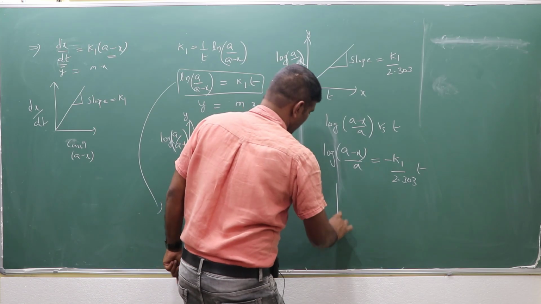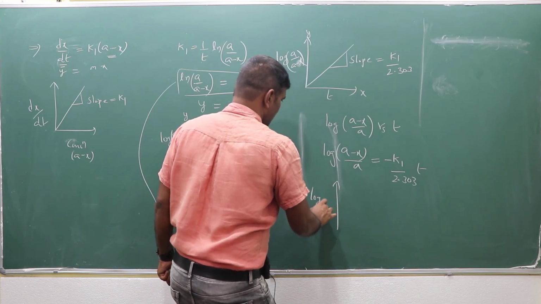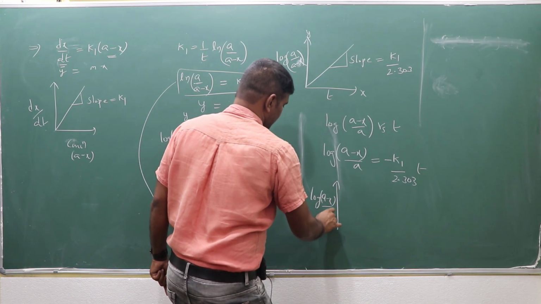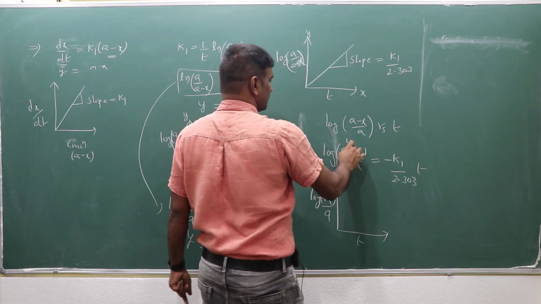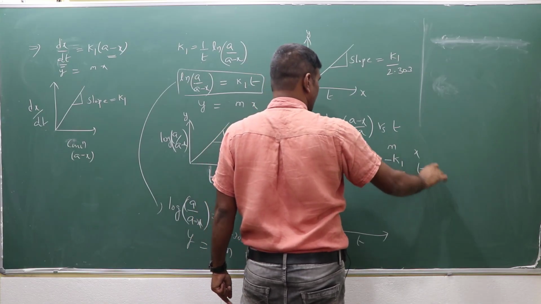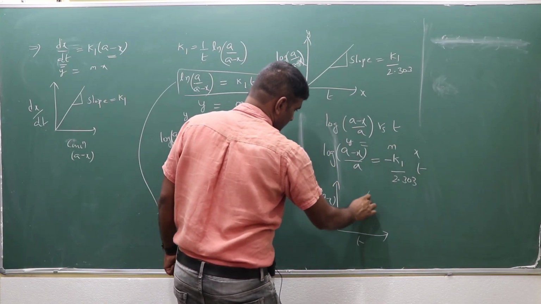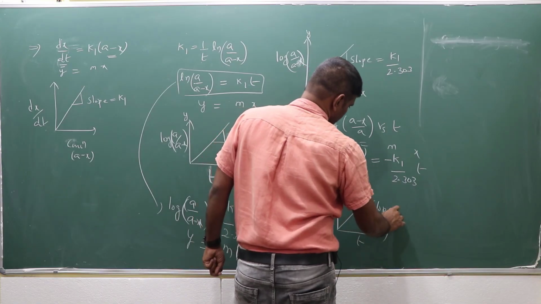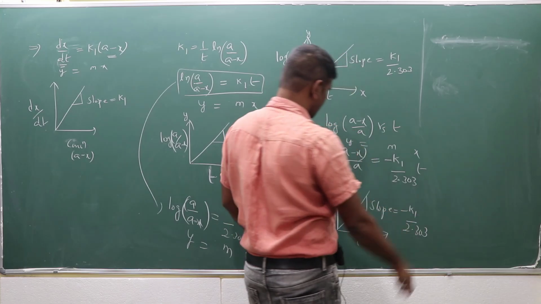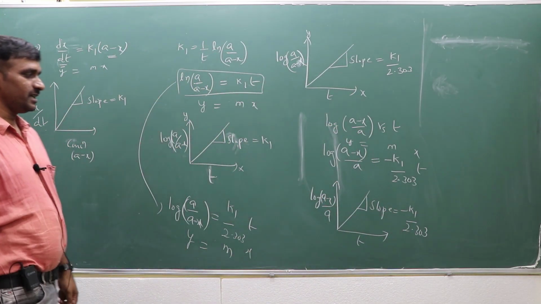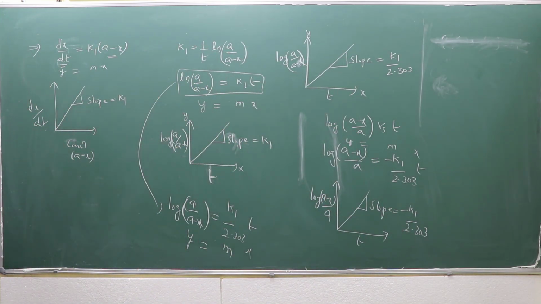So that means the plot between log a minus x by a versus time t is a y equals mx type plot. So what is the slope? Slope is equal to minus k1 by 2.303. If it is a minus x by a plot, it may be there. So this type of plots we have seen in this case.